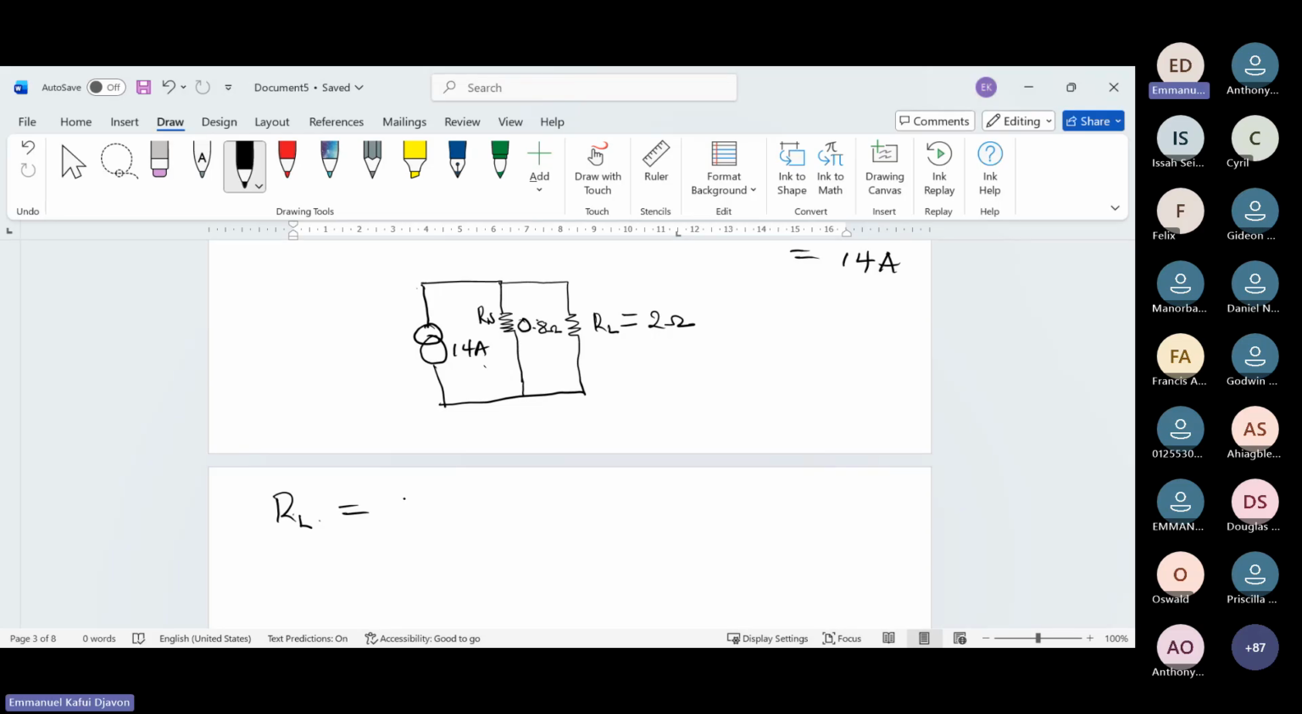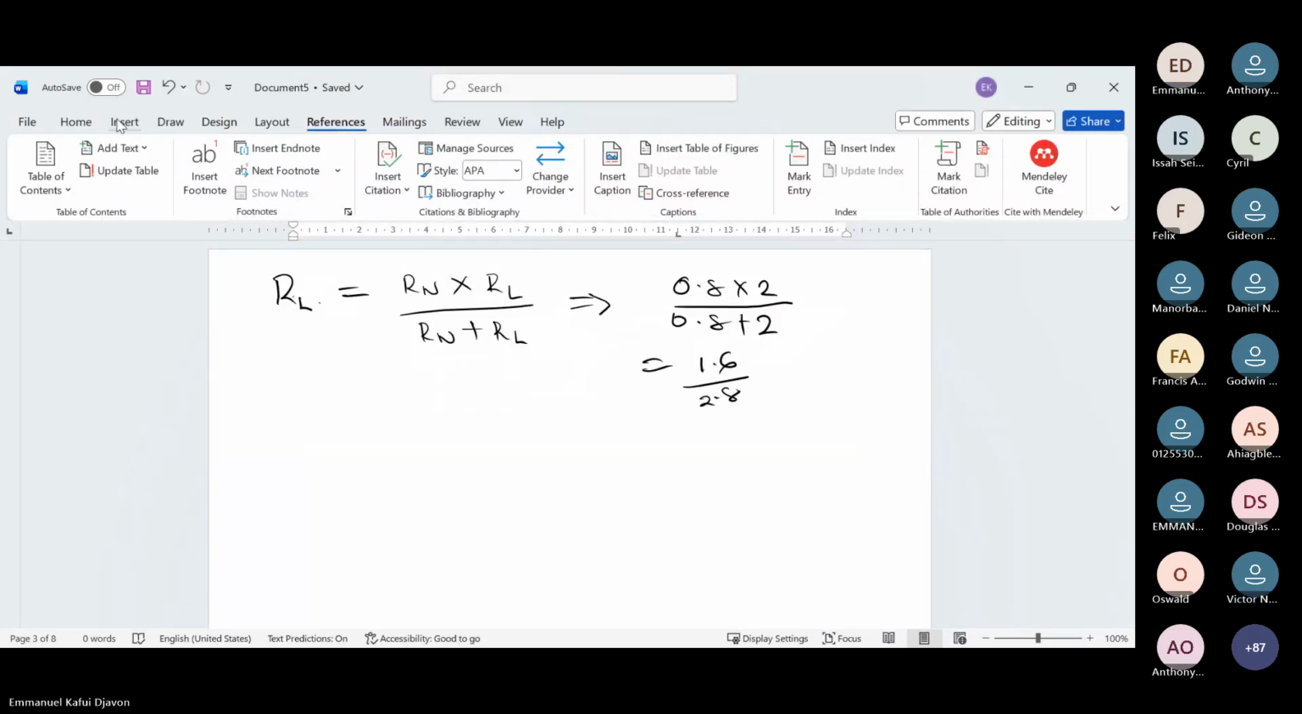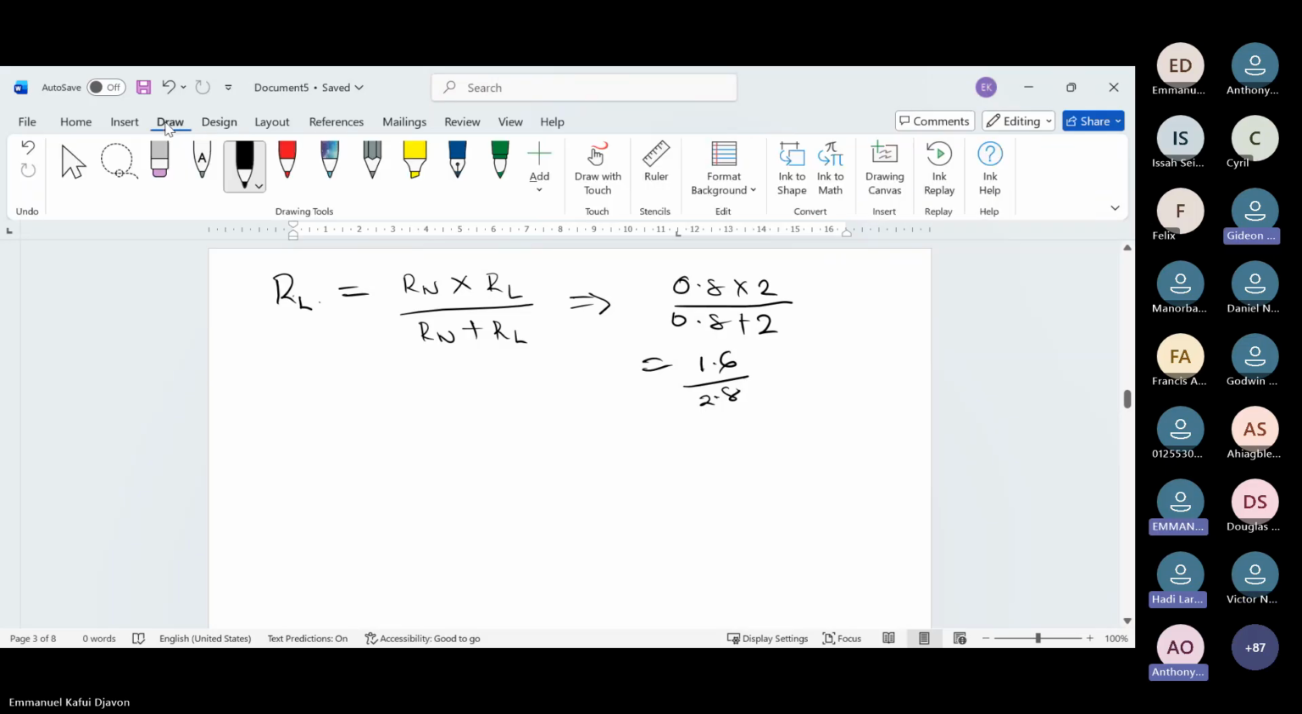So that will give me Rn times RL all over Rn plus RL, which will be equal to 0.8 times 2 all over 0.8 plus 2. That will give us 1.6 over 2.8. 1.6 all over 2.8 will give you 0.57.